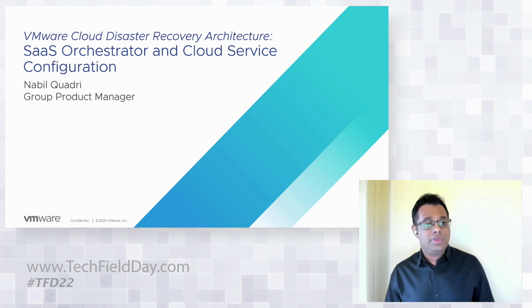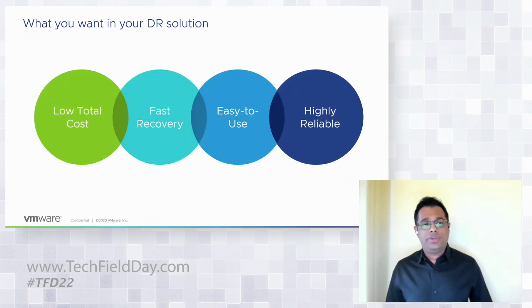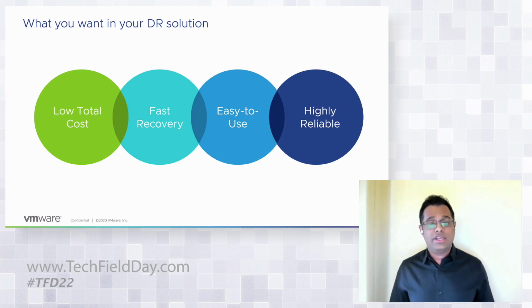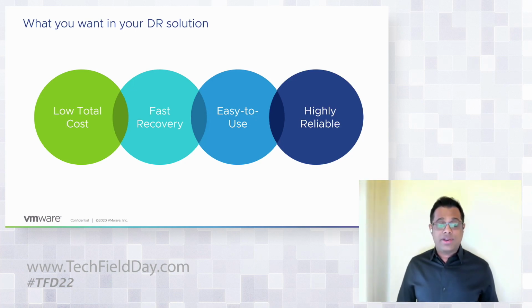So with that, let me go to the next slide. We talked in previous sessions about what you want from a good DR solution, right? So we structured the narrative around these four simple to understand concepts: low total cost, fast recovery, ease of use, and high reliability, right? So you want the low cost, and if you want more details on that, please view the session that Suzala did, focusing on the cloud file system, on how the solution delivers the low total cost.